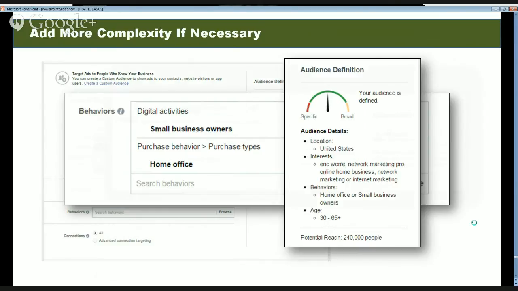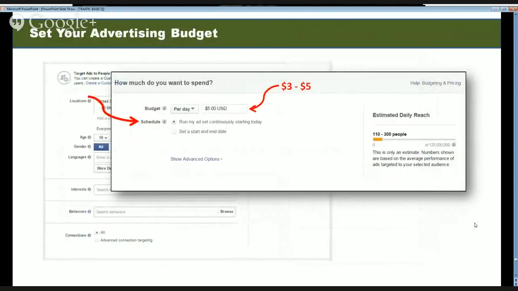Okay, once you've done all that, the next step is to identify how much money you're ready to spend. We recommend $100 to $150 a month. What you do is identify how much per day you're going to spend, and that's going to be $3 to $5.